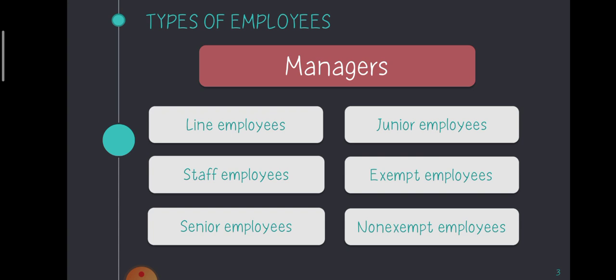So for your first assignment, provide at least 3 examples of each of the categories or types of employees identified: line, staff, senior, junior, exempt, and non-exempt. And then you have to explain why they belong to such. So technically, your first assignment is to provide at least 3 examples of each of the types of employees that were discussed, and explain why they belong to such.